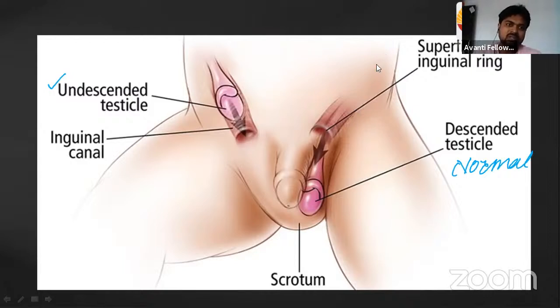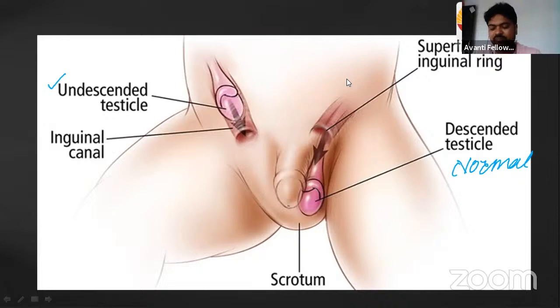Correct, anonymous. Yes, correct, Janvi. If it stays in the abdomen, it cannot produce spermatids, which means it cannot perform spermatogenesis due to the temperature factor, and that's why it is wanted in the scrotum only.